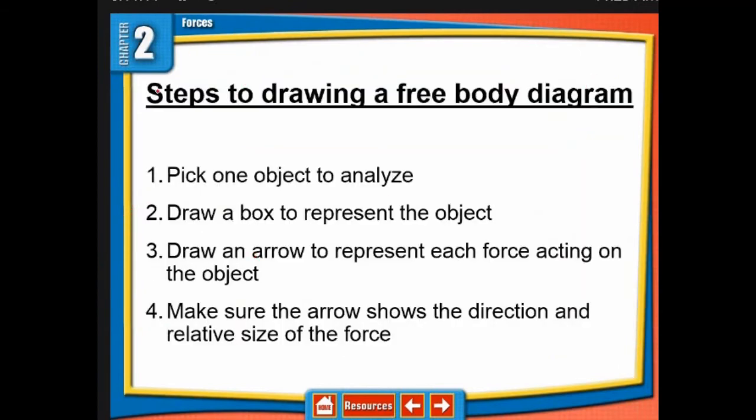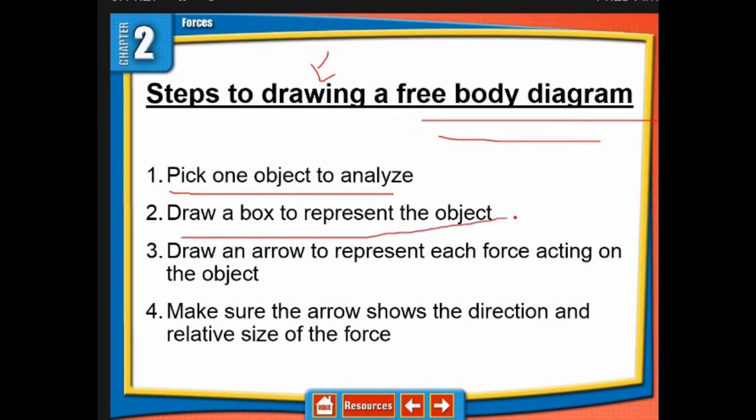Next thing to do is we have to draw a free body diagram. What is really a free body diagram? I'll show it to you later. You have to pick one object to analyze, draw a box to represent the object, and draw an arrow to represent each force acting on the object. Make sure that the arrow shows the direction and relative size of the force.